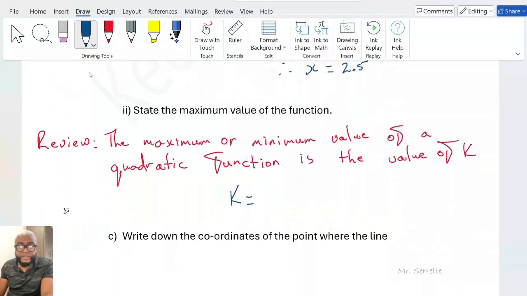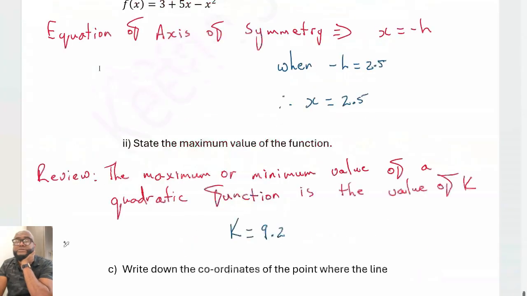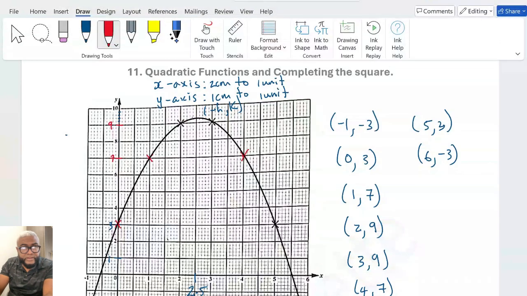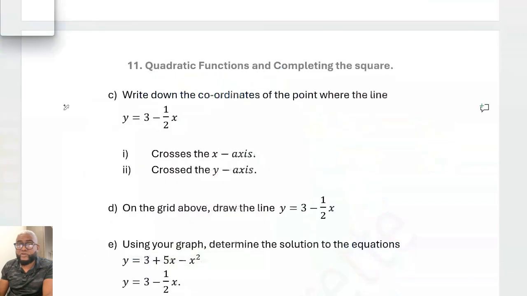So we're scrolling along here. k is equal to 9.2. That's what I am getting. Okay? Check your graph and see if you get the same thing. You're checking the value of k here. So watch, I'm going to draw a line going across. So you're checking to see this value here. I am getting 9.2. That's what it is lined up with on my y-axis.